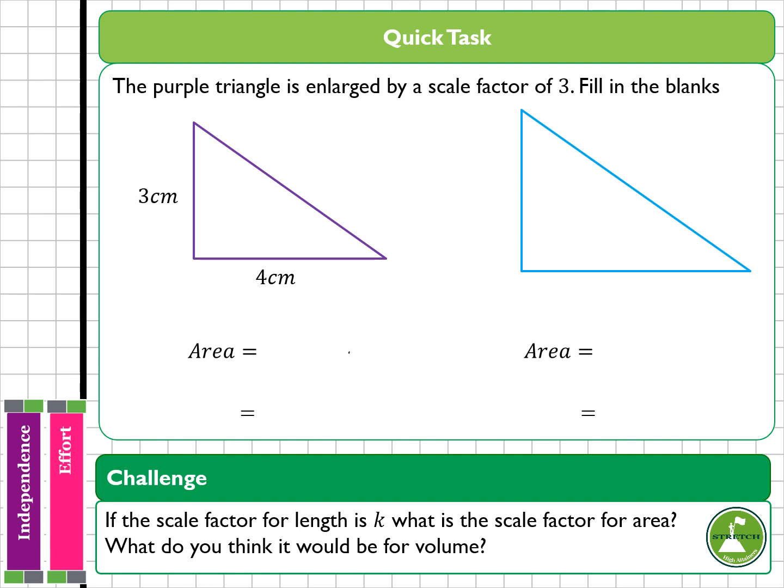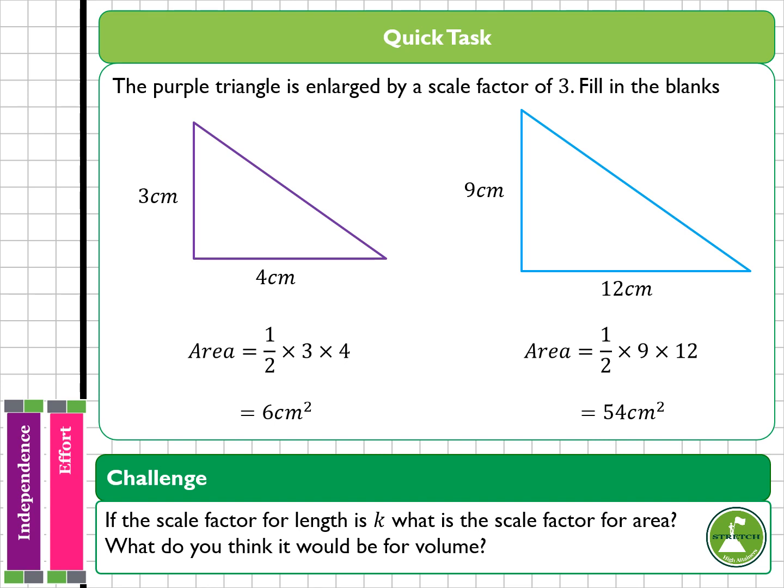Okay, so hopefully you found that the height was 9 and the width was 12. You remembered hopefully that the area of a triangle is half base times height, so you've got an area of 6 centimeters squared. And for the blue triangle, you've got an area of 54 centimeters squared. Now, if we think back to the question, the lengths were enlarged by a scale factor of 3. My areas have been enlarged by a scale factor of 9.